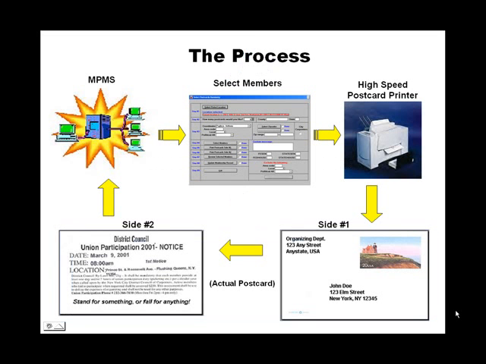Here's how the process works. MPMS selects members by a variety of criteria, including random order, proximity to the political action site, that is, members who live closest to the political action site, or political party affiliation. A fully stamped and addressed postcard is printed by a specialized high-speed postcard printer. The system is capable of selecting and generating 250 postcards ready for mailing within 5 minutes.